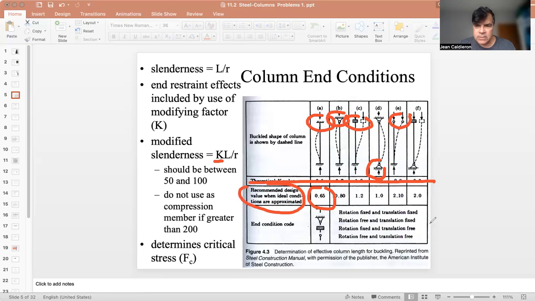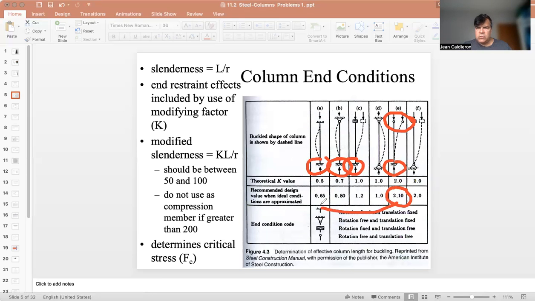I'm sorry. Let me clean this again. I said rotation fixed and translation fixed in the bottom. That means we have 4 possibilities, 1, 2, 3, and 4. And in the top is, for example, rotation free and translation free. We have only 1 possibility, that is this one here. Then the value that we'll use is 2.10. As you can see, 2.10 is much bigger than 0.65.